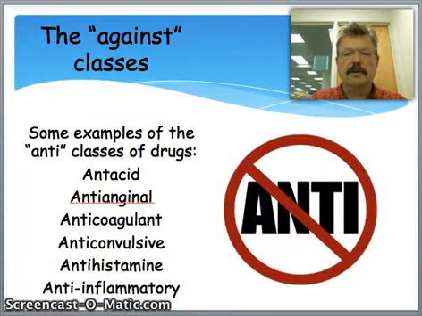Some examples of anti-class drugs are antacid, antiangiogenic, anticoagulant, anticonvulsive, antihistamine, and anti-inflammatory.